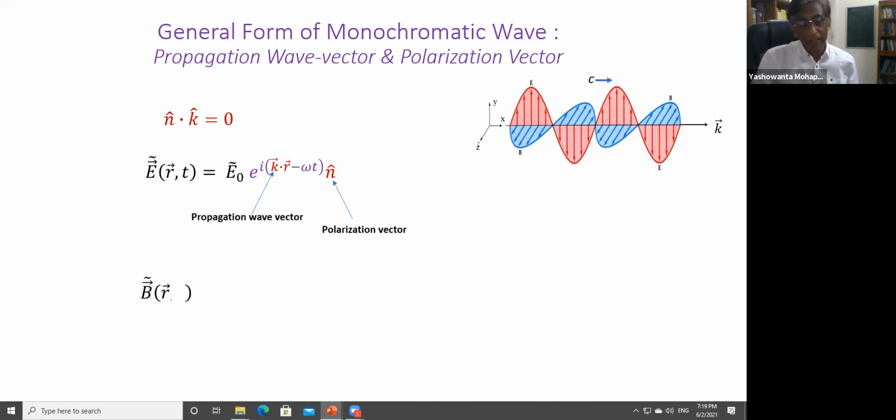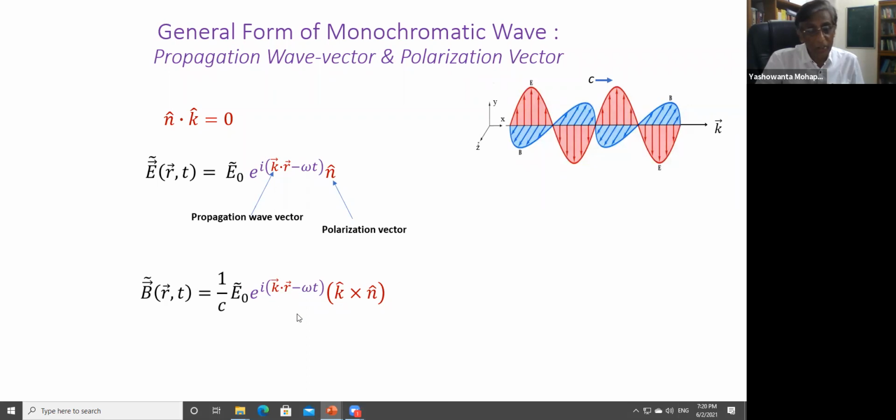All right. So if I want B(r,t), of course, it is 1 by c, k dot r minus omega t. But now it is perpendicular to both E and to the propagation direction. The propagation direction is k hat. So k cross n. The order matters, of course. It cannot be n cross k because that will make it minus. So if I know E, then I can write down B in generalized form here. This is a vector and complex. This is the complex amplitude. The vector is given by k cross n.